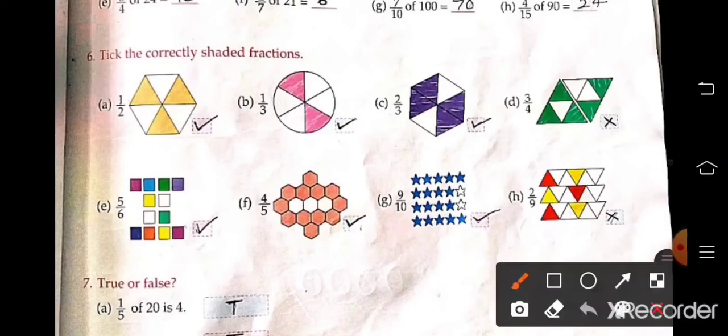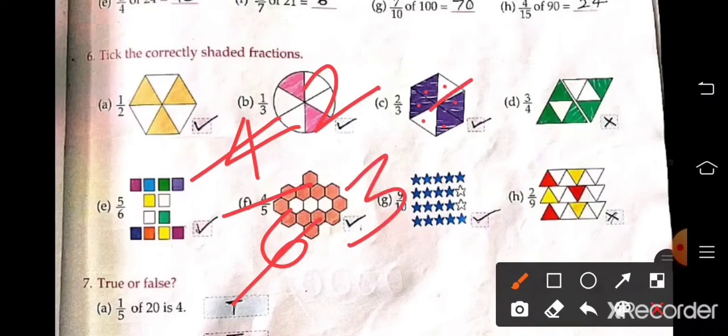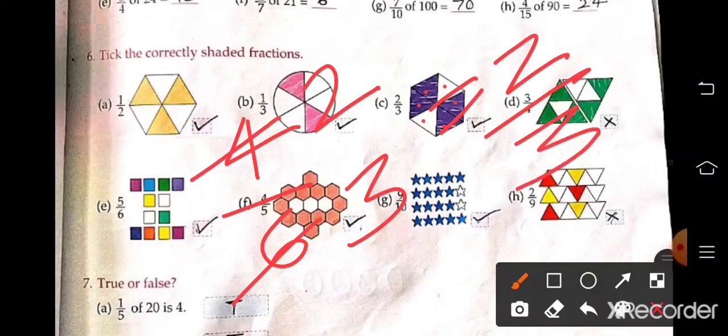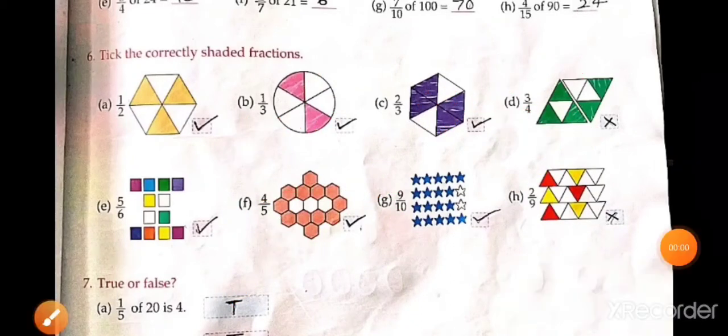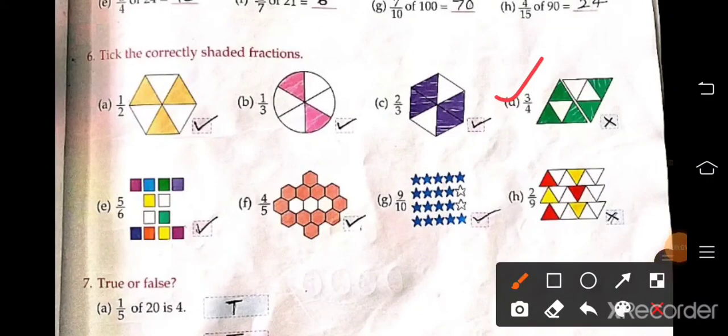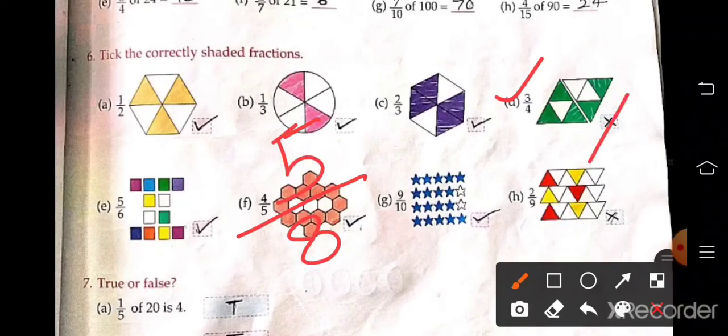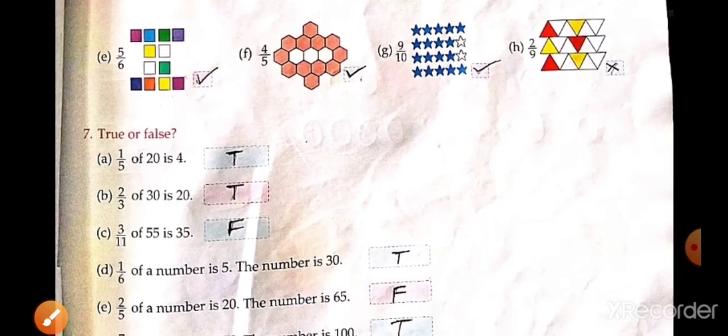Okay, now this one, total parts 1, 2, 3, 4, 5, 6. Total 6 parts and 4 are colored. So 2 2 ja 4 and 2 3 ja 6. So 2 upon 3. Now the D part, 3 upon 4. Okay, total parts are here 8 and 5 are colored. So this is 5 upon 8. So this is wrong. Okay, so like this we have to check and write tick or wrong.